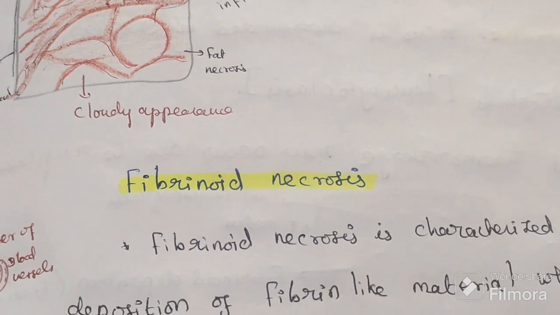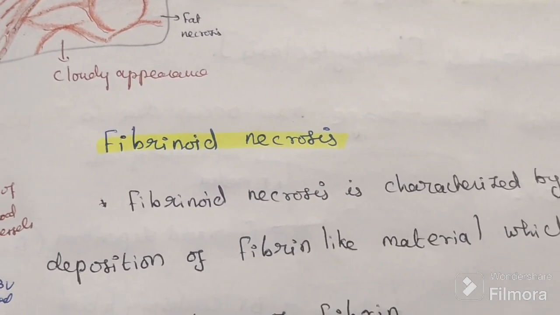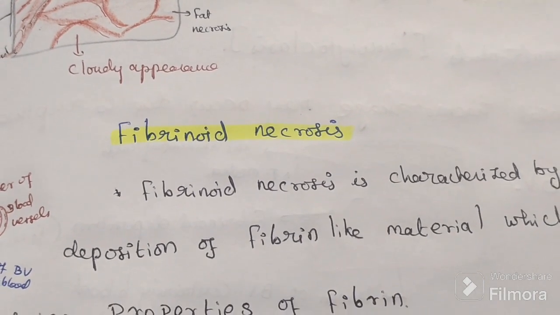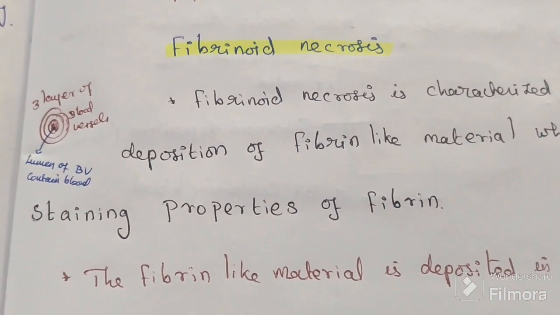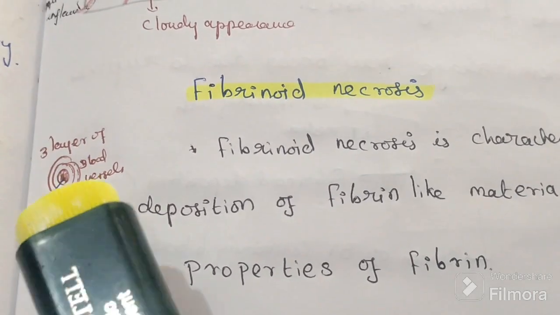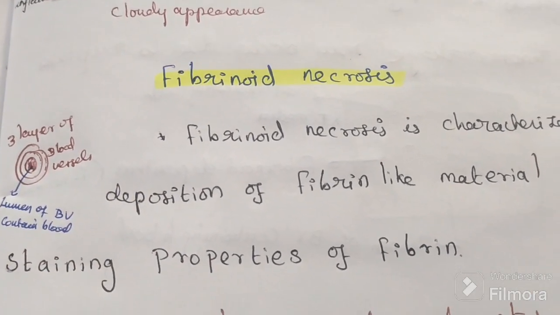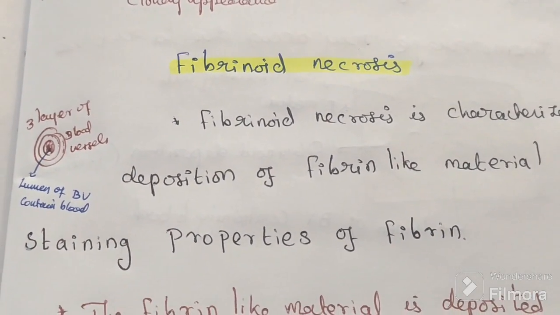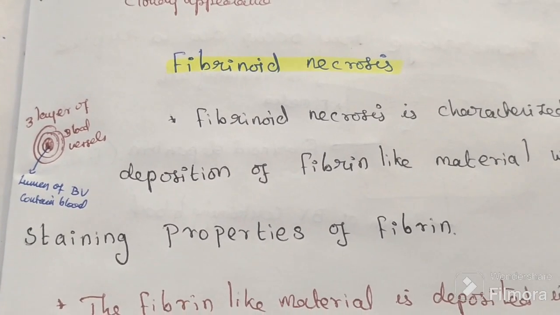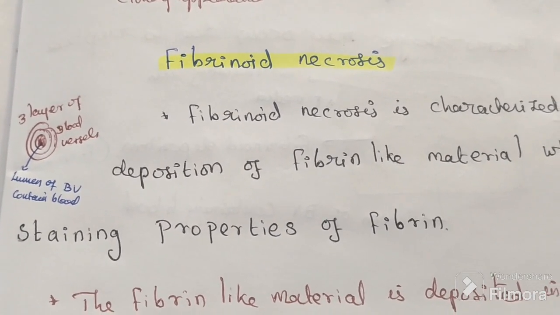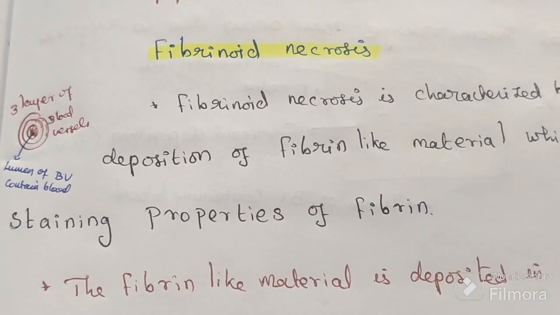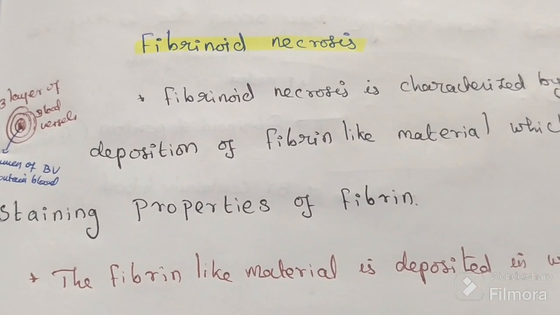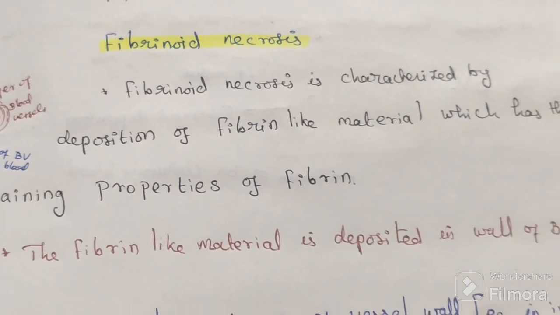Last one is fibrinoid necrosis. It takes place in the wall of blood vessels. We know blood vessels have three layers. It is characterized by deposition of fibrin-like material which has the staining property of fibrin. Fibrin-like material is deposited in the wall of the blood vessels.